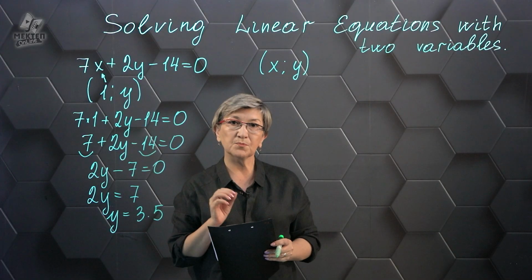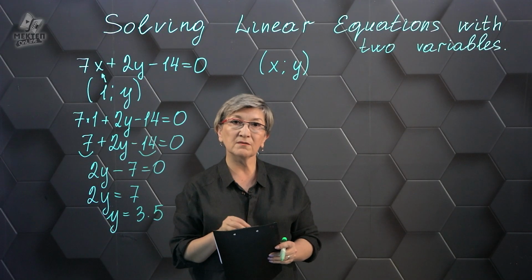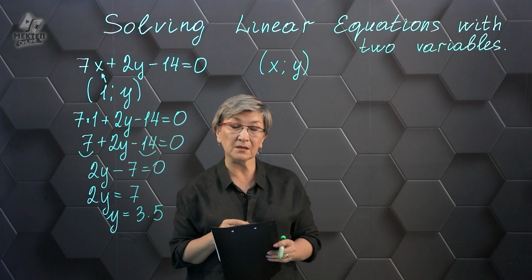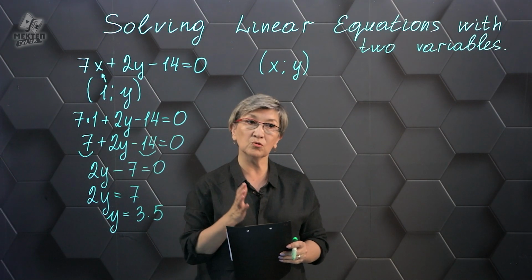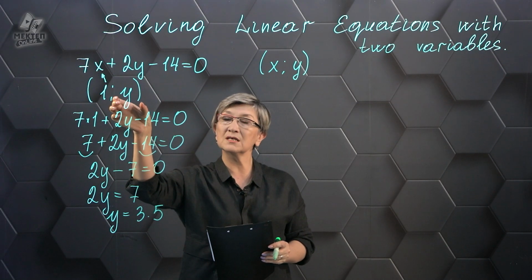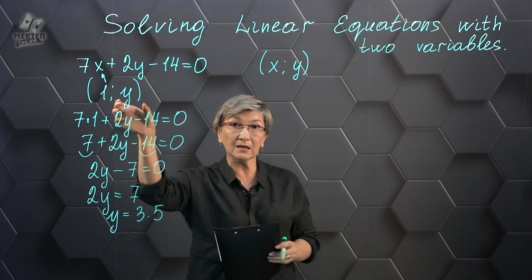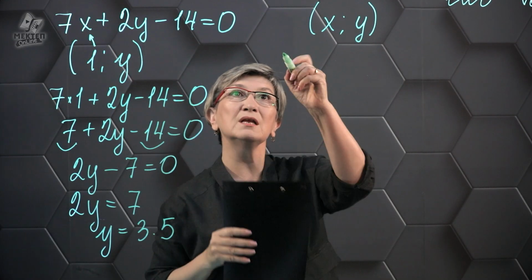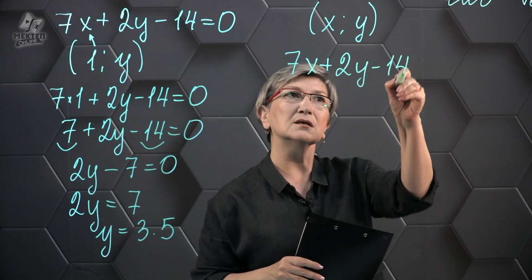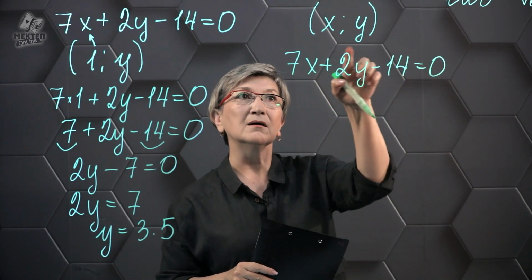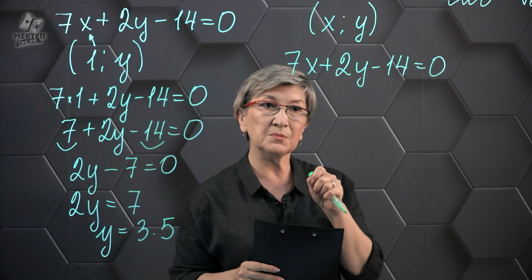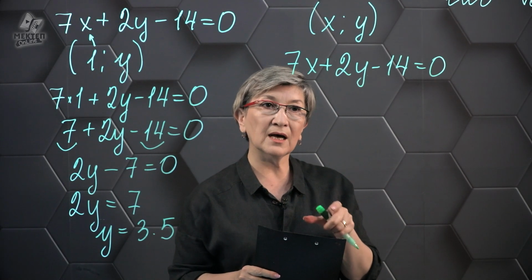Recall that we used another algorithm to find a solution to a linear equation with two variables. To do this, we expressed one variable through the other variable. If our assignment is to find the value of the variable y, then from our equation 7x plus 2y minus 14 equals 0, I will express the variable y. If we need to express the variable y, I should write the following expression.